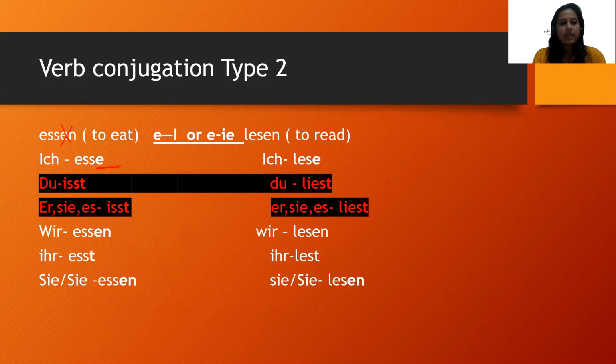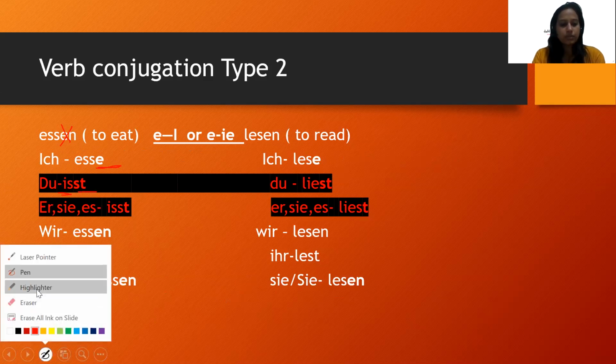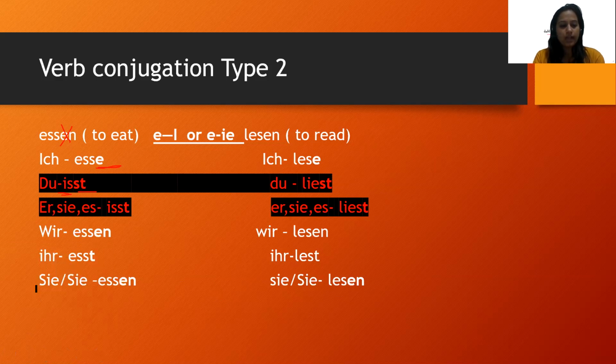Now du. Generally du takes the -st ending, but here what happens is this e got changed to i, and the ending is the same, -st. Okay. I'm just going to change to highlighter. This is better. And then er/sie/es, again the ending is generally -t. What happens here also, E changes to I.